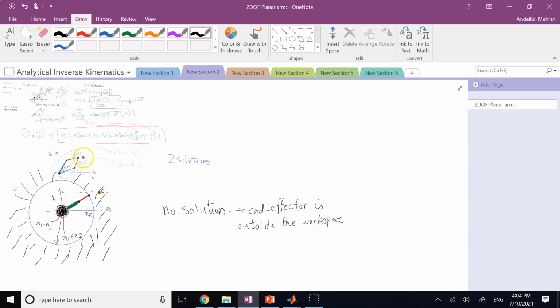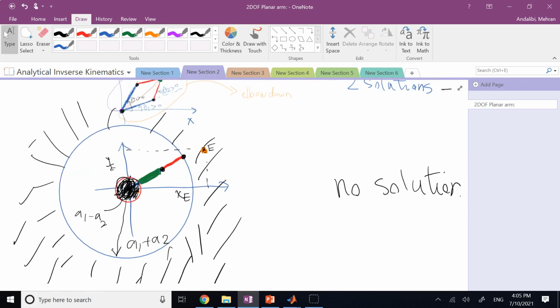In general, you have two solutions as long as the end effector is inside the workspace. So if it's inside the workspace, you have two solutions. If it's outside the workspace, you have no solution.